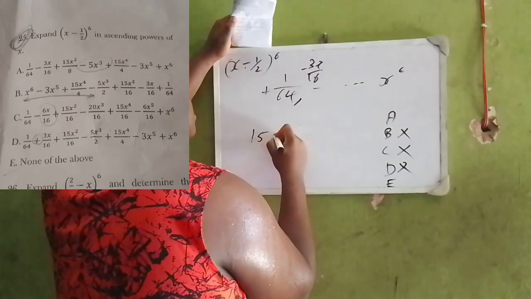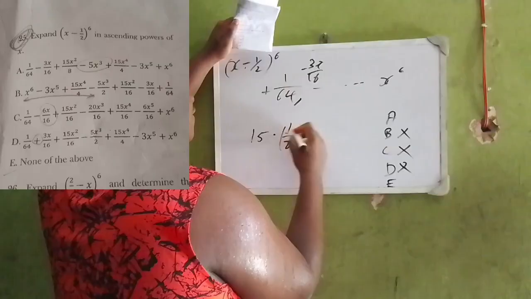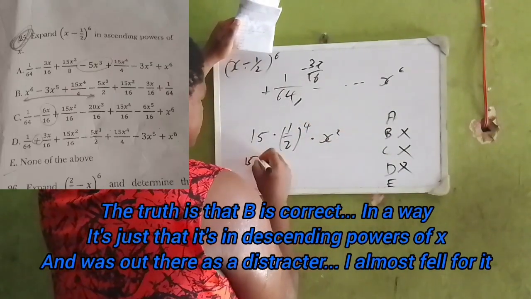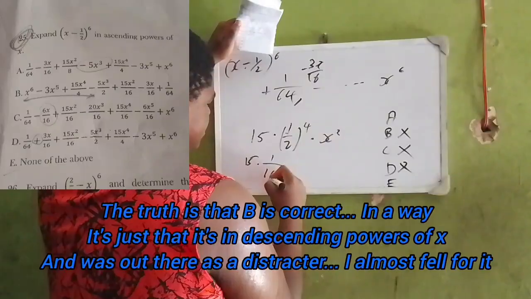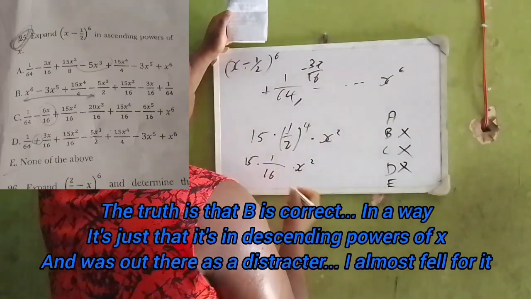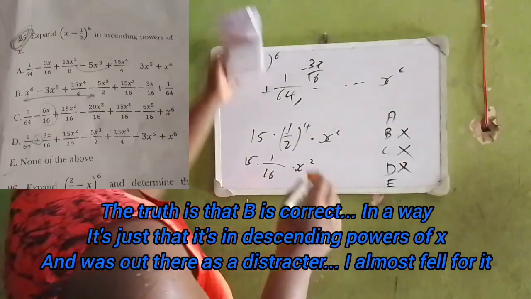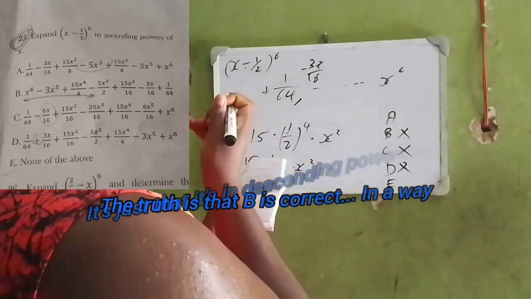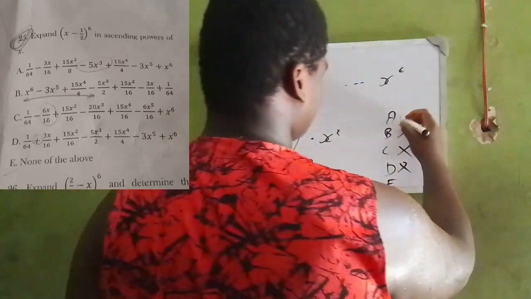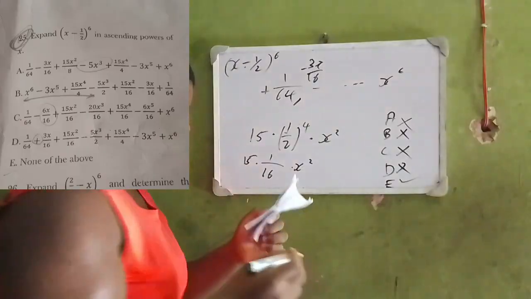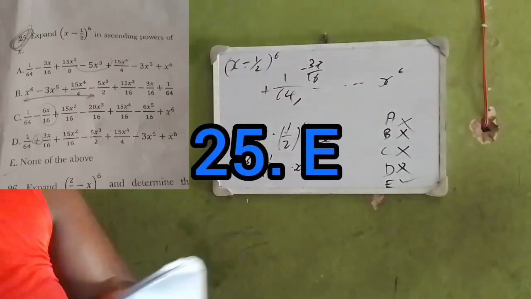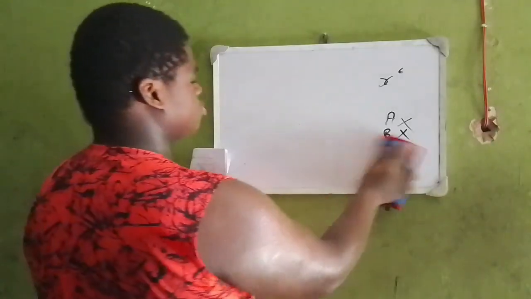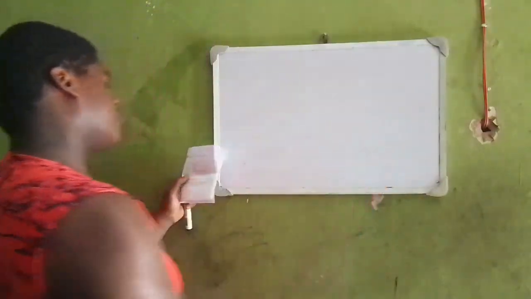So we have 15 times minus 1 over 2 to the power of 4 times x squared. That is 15 times 1 over 16 times x squared. So we have 15x squared over 8. Now, option A is supposed to be 15x squared over 16, not over 8. So option A is wrong. So the option that's correct is option E, none of the above. So the answer for question 25 is E, none of the above.